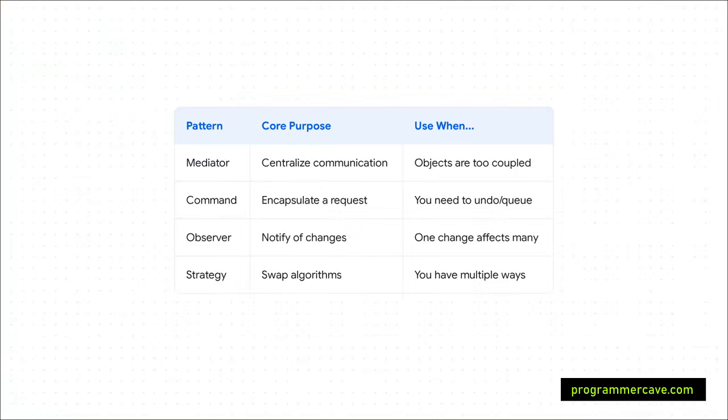Are a bunch of your objects tangled up in a communication mess? Look at Mediator. Do you need a robust undo system? Command is your best friend. Is your code full of if statements that choose different ways of doing something? That is a textbook sign that you need the strategy pattern. Let the problem guide you to the solution.